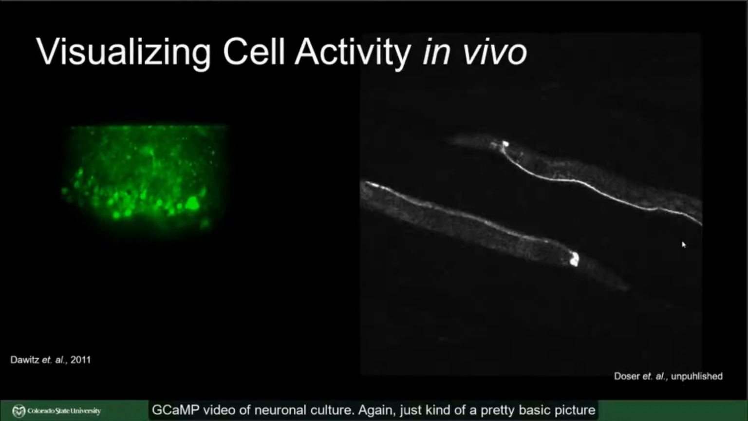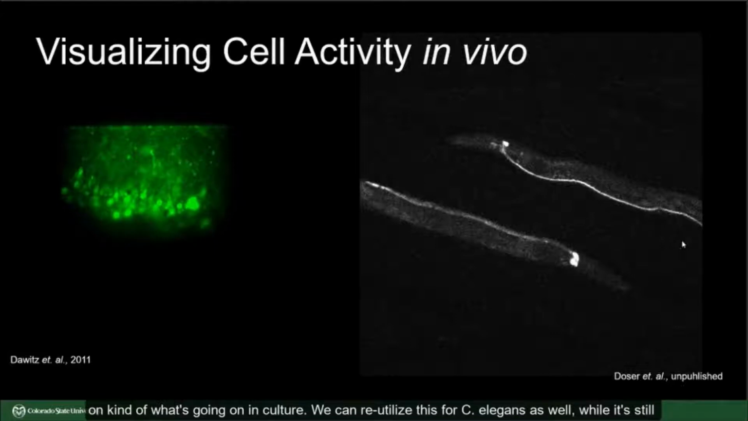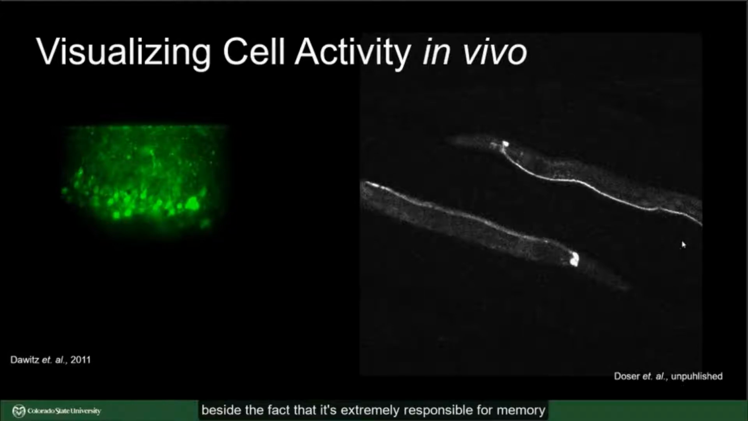Again, just a pretty basic picture of what's going on in culture. But then we can utilize this for C. elegans as well, while it's still alive. This particular neuron that we study here is extremely responsible for memory of the worm, but it's also responsible for controlling backwards movement of the worm.